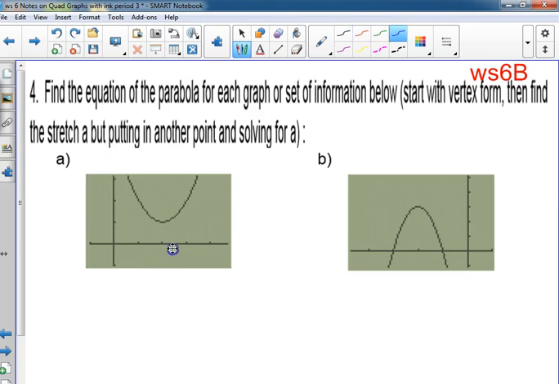So for this graph, it looks like (2, 1). Does that seem okay? And we're going to have to kind of make up another point, it looks like. Does it look like (2, 1, 2) is a point on there, maybe?